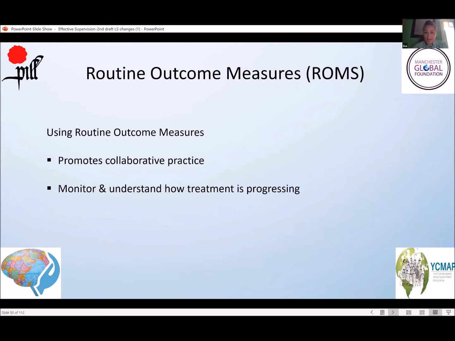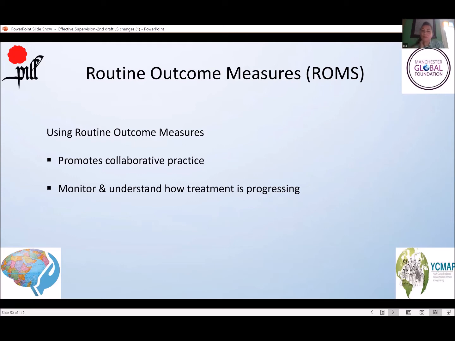What we do is, over time, we monitor the goals and we monitor the outcomes. We may have used a pre and post measure, a measure at the beginning of treatment and at the end of treatment, and we're looking at what difference the treatment made. Some interventions also use measures on a weekly basis.